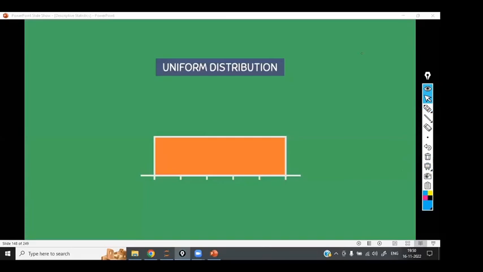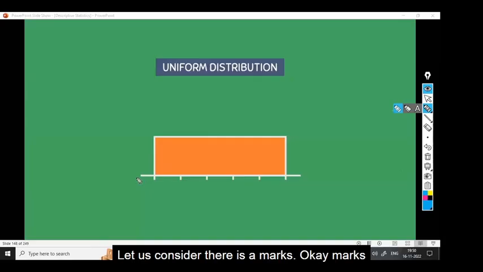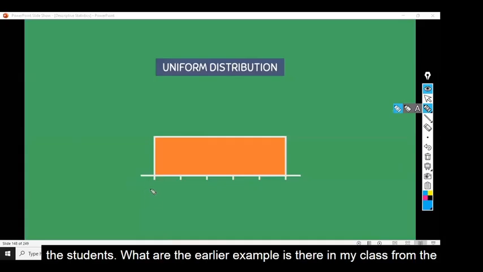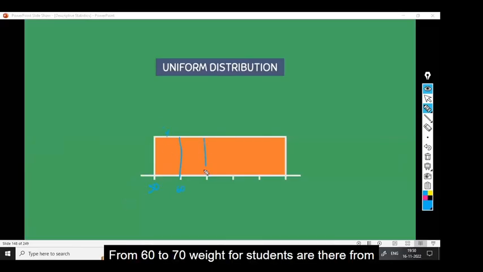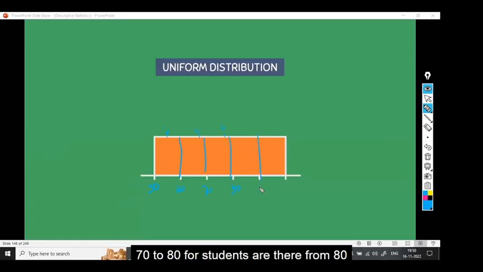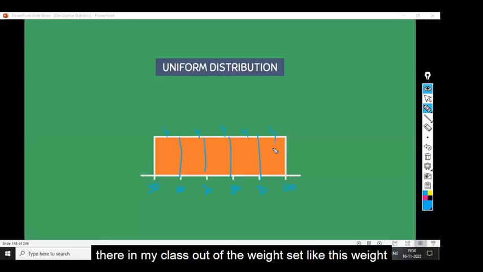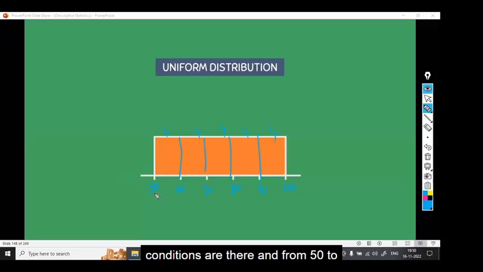For example, let us consider the weights of the students, the earlier example. In my class, from the weights of the students, from 50 to 60, 4 students are there. From 60 to 70, 4 students. From 70 to 80, 4 students. From 80 to 90, 4 students. From 90 to 100 also, 4 students. In total, 20 students are there in my class. Assume the weights are in kgs. From 50 to 60, 4 students, and every range has 4 students.